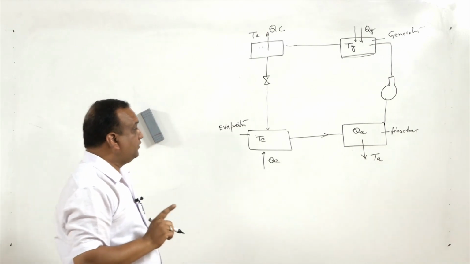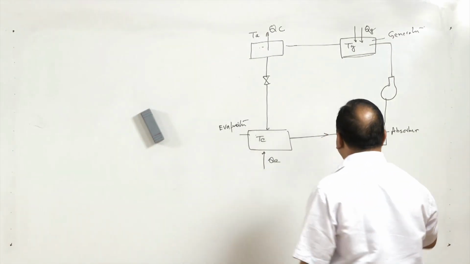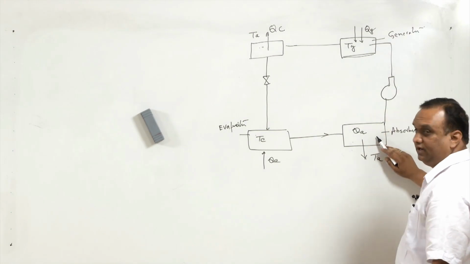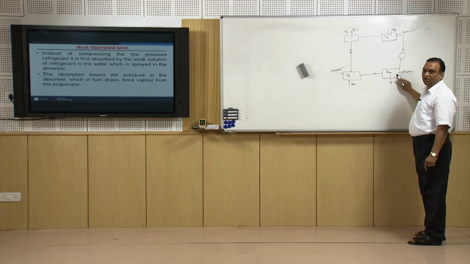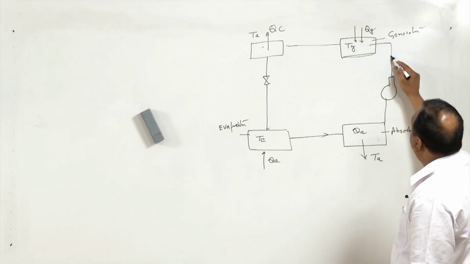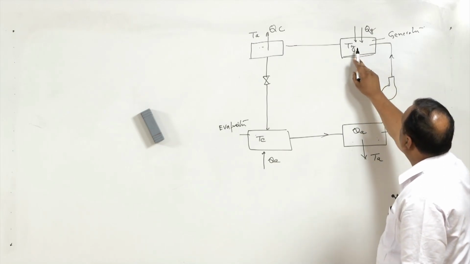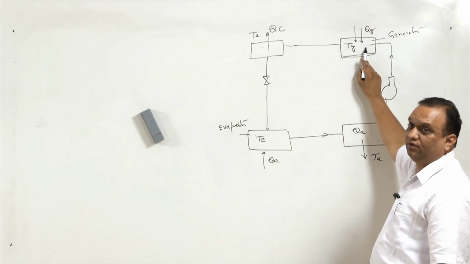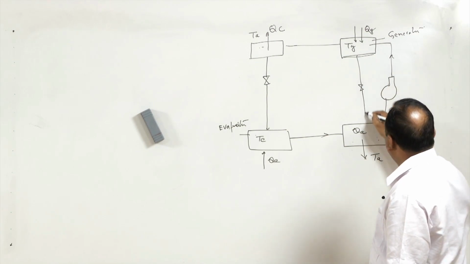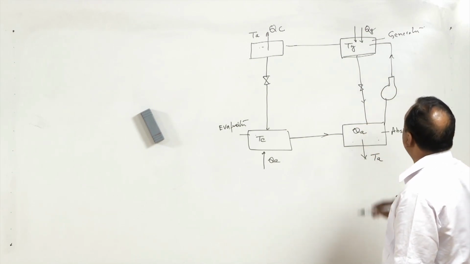Now, for continuous operation of this unit, this is absorber, this is generator. In absorber, there is a rich solution of refrigerant. It is pumped, and here because the vapor is liberated, this becomes lean solution. So, lean solution is again sent back to the absorber, and that is how the cycle is completed.